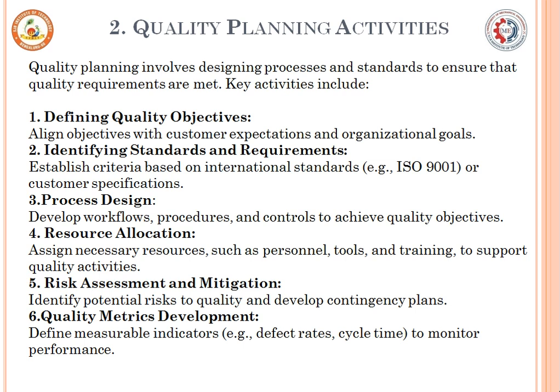So how the flow must happen from each department and what process they are supposed to carry out, that is defined very clearly. Further, resource allocation. Resource allocation is persons, what they know, like tools, training, and quality activities, how to support them, that is defined clearly. Risk assessment and mitigation: identify potential risk to quality and develop contingency plan. Quality metrics development is to define measurable indicators like defect rates, cycle time to monitor the performance.